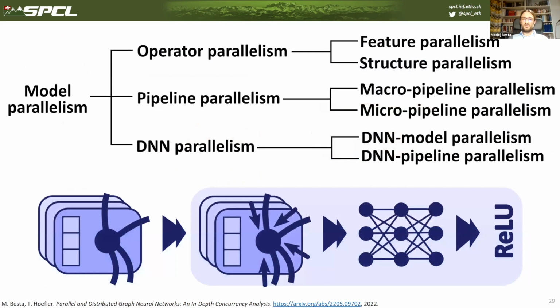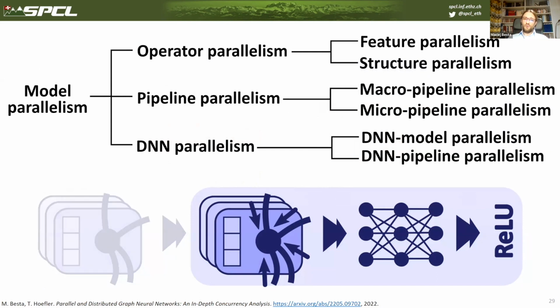Model parallelism is more complicated and more interesting, in my view, than data parallelism. It splits into three parts. We have operator parallelism, pipeline parallelism, and DNN parallelism, where DNN stands for deep neural network, the traditional deep neural network setting. Right. So again, we take a look at this high-level overview of a GNN pipeline. Here we are going to speak about parallelizing this whole part, which is on the right side now, right? So the graph convolutional stage, the deep neural network stage, and the nonlinearity stage.